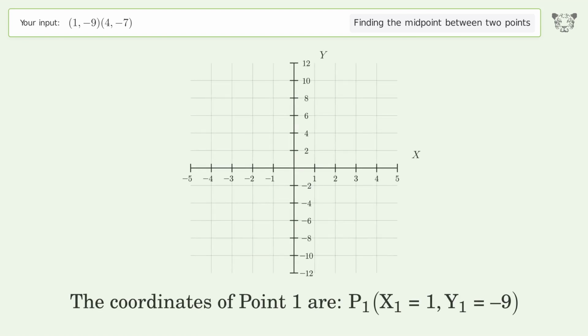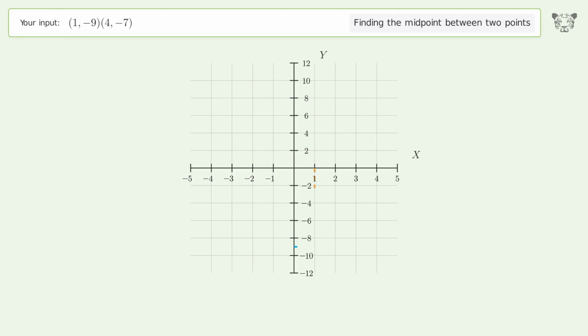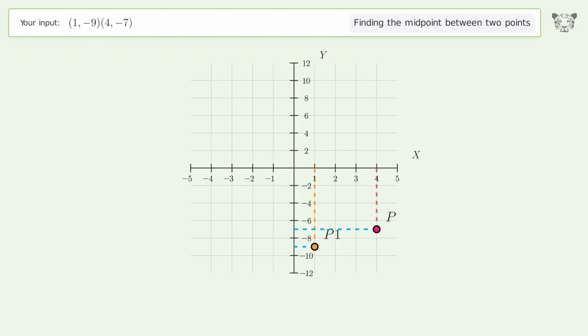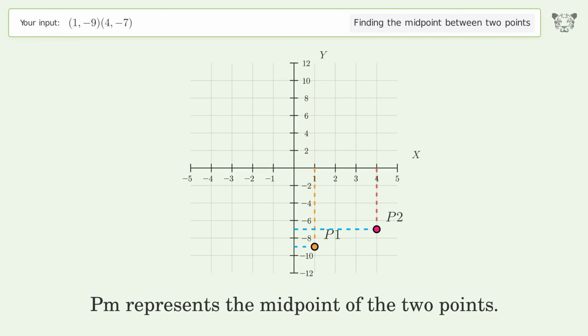The coordinates of point 1 are x1 equals 1, y1 equals -9. The coordinates of point 2 are x2 equals 4, y2 equals -7. PM represents the midpoint of the 2 points.